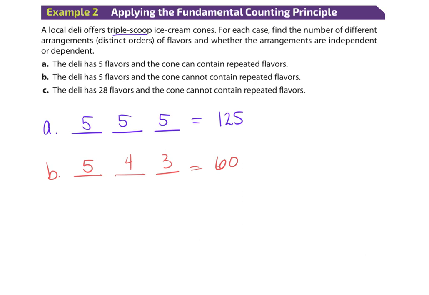Repeating matters. There are 28 choices, and it cannot contain repeated. Dependent or independent? Dependent. And by the way, many, many more options. 30 wonderful flavors then would be lots of options. There we go. All right. That's just your basic counting principle.